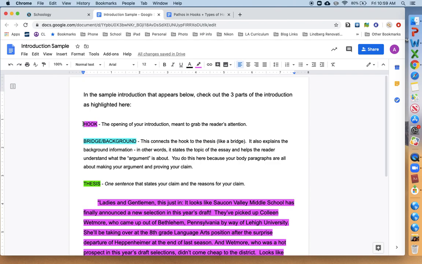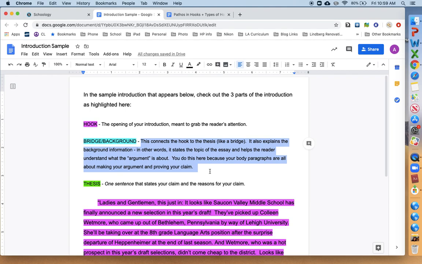And again, there are three parts. There's the hook, there's the bridge and background. All right, if you look at what I have here, I said this connects the hook to the thesis like a bridge. It also explains the background information. In other words, it states the topic of the essay and helps the reader understand what the argument is about.